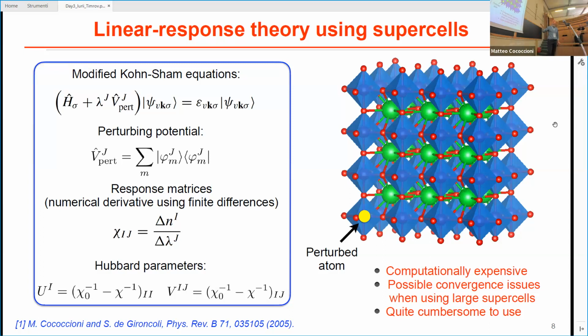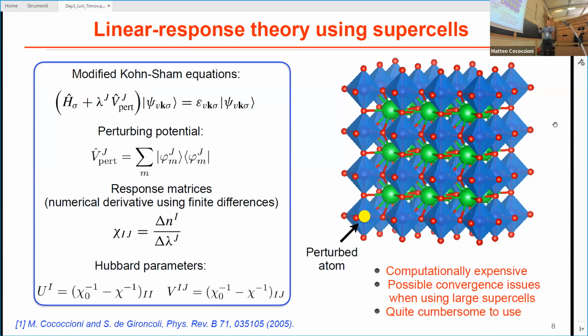And then you solve this equation for a few values of lambda. 2 values is sufficient. You just take an infinitesimally small value, typically positive and negative. Why do we do this? Because then we want to use finite differences to compute the response matrices. So basically you solve this equation for 2 values of lambda, close to 0. And then you see essentially the linear response of the occupations to such a perturbation.